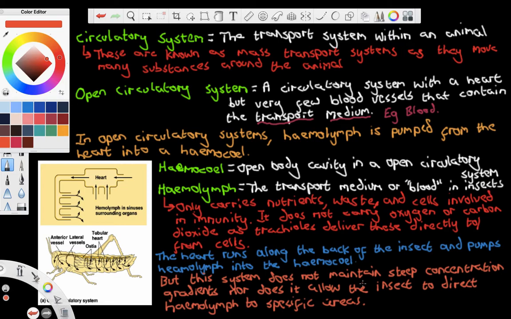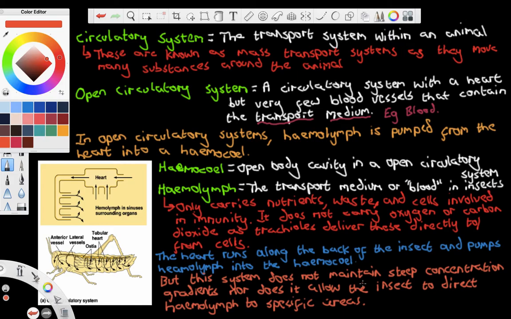In an open circulatory system in insects, the hemolymph is pumped from the heart into a hemocoel. A hemocoel is the open body cavity, so the cavity just contains all of the hemolymph, and hemolymph is the transport medium or the blood in insects. Now, hemolymph only carries nutrients, waste, and cells involved in immunity. It does not carry oxygen and carbon dioxide, as tracheoles deliver and remove these gases from cells directly. The heart runs along the rear side of the insect and pumps hemolymph into the hemocoel.